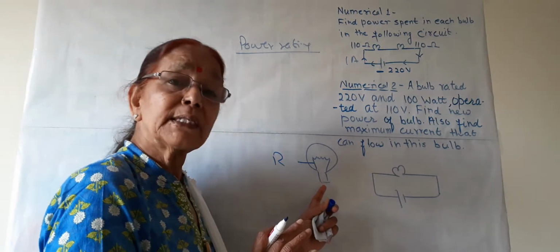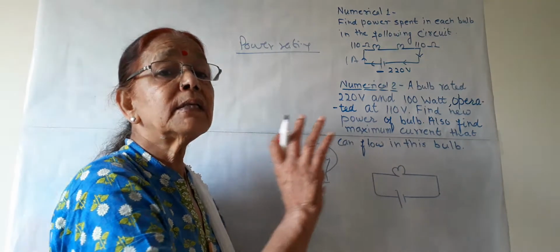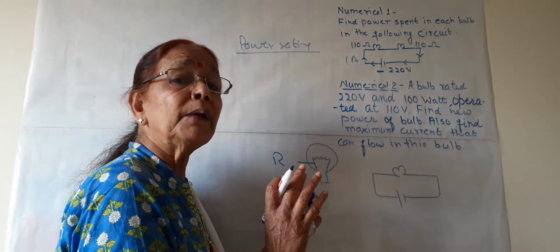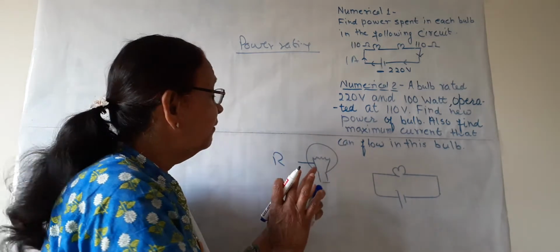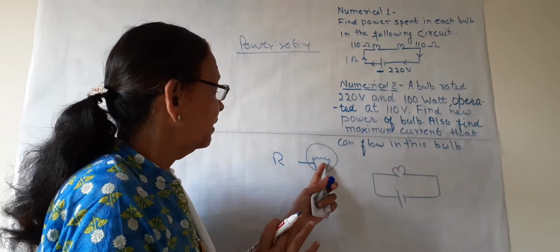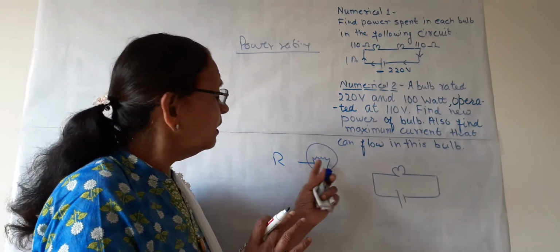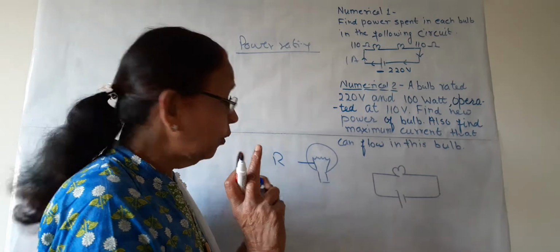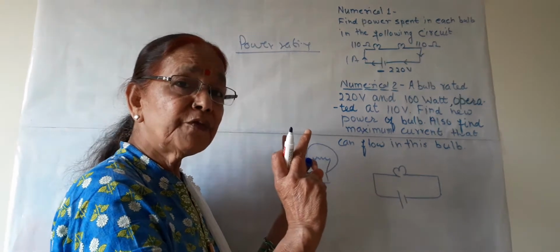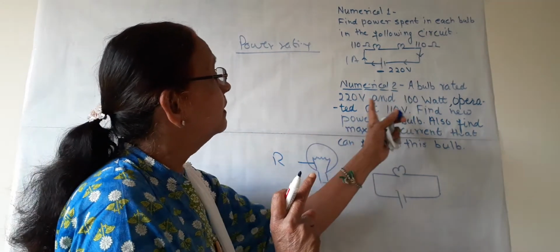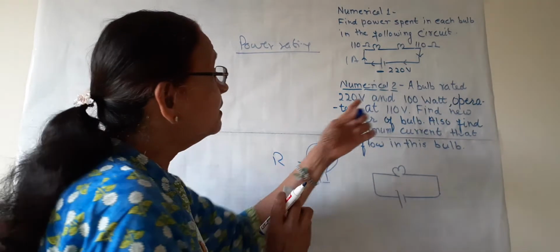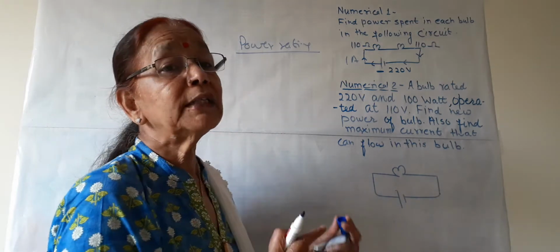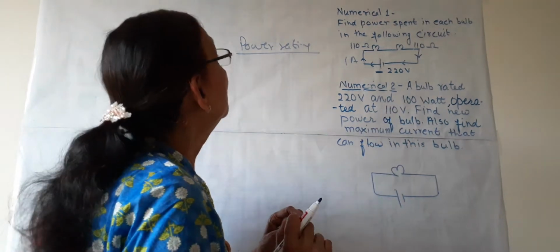So what is fixed in electrical gadgets? The resistance is fixed, as it is a property at the time of manufacturing. When the bulb is manufactured, this filament is put which has a certain resistance. So now we know one thing, that resistance is fixed and this is variable. So first in these types of questions, we should know what is the resistance of the bulb.